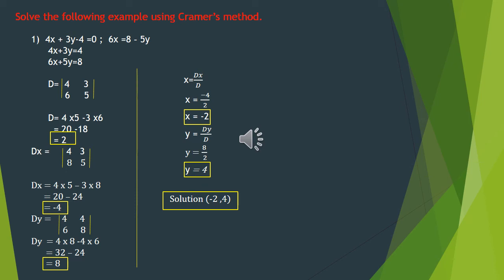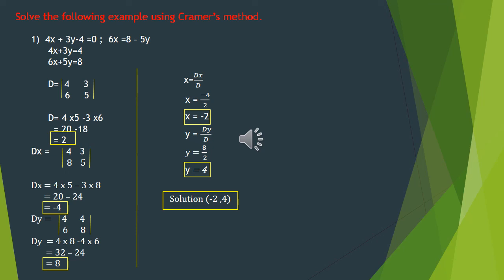Now let us find the value of determinant dy. For finding the value of determinant dy, here we have to take in the first column the coefficients of x and in the second column the constants. So write in the first column 4, 6 and in the second column 4, 8. So we get dy equal to 4 into 8 minus 4 into 6 equal to 32 minus 24. So dy equal to 8.